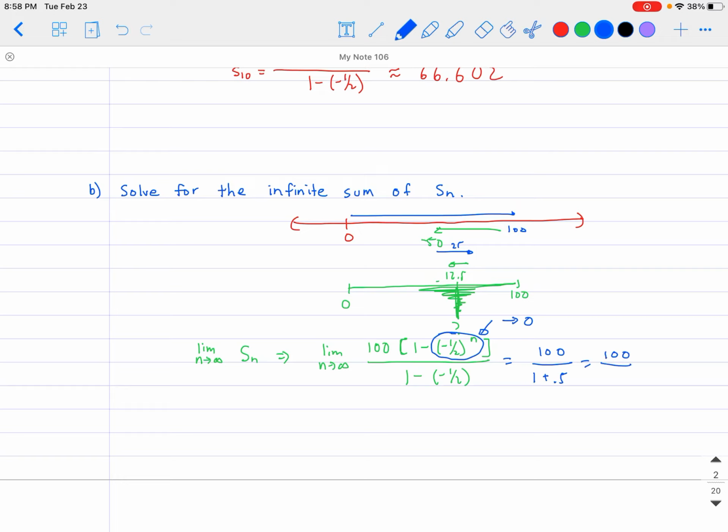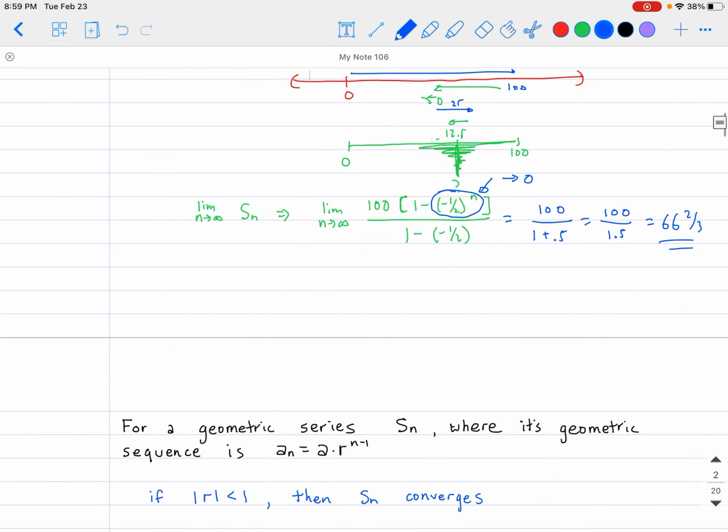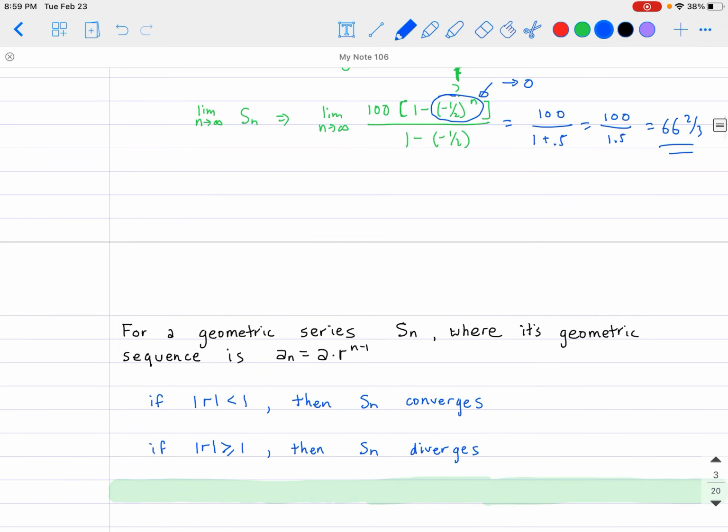So that is equal to 100 divided by 1.5, which I do believe comes out to be 66 and 2/3. So that right there is going to be my sum of the series if I can somehow manage to add up all the terms. And that is definitely pretty close to what we have. So in terms of trying to come up with a general formula, that's what we're going to talk about in this next part over here.